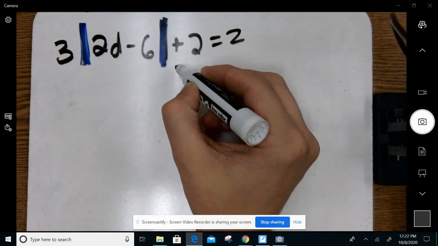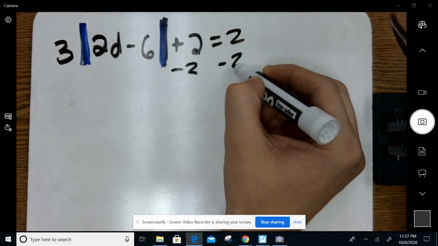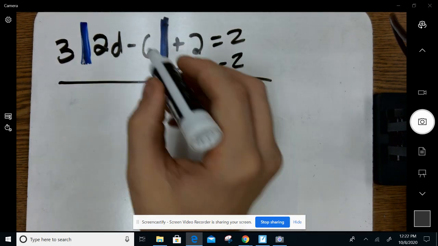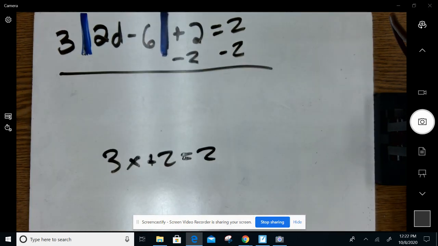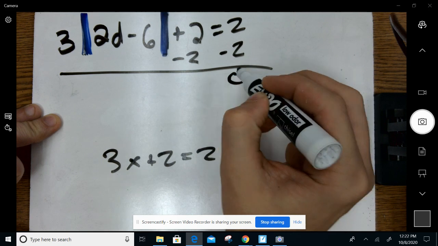So you're going to subtract the 2. Do the subtraction first. Think of this like a variable. Say it says 3x plus 2 equals 2. Think about that. You need to get the variable by itself before you can solve it. This is a variable, so you would minus the 2. That's what we're going to do.